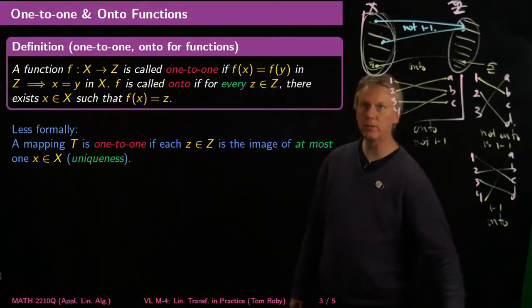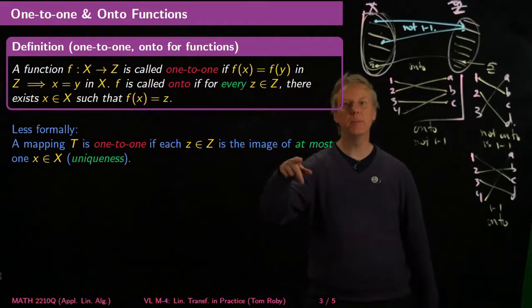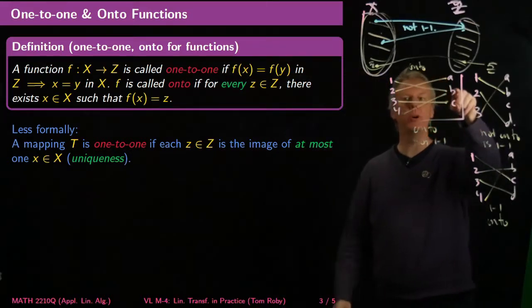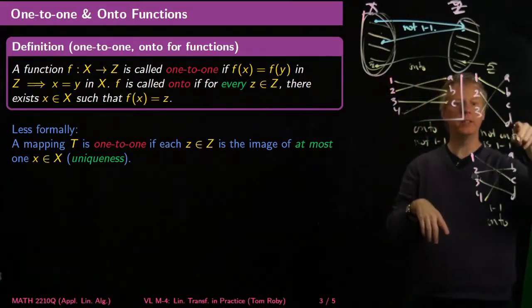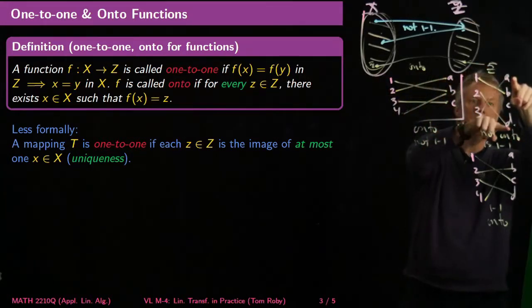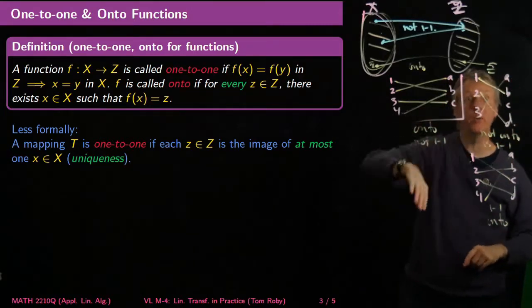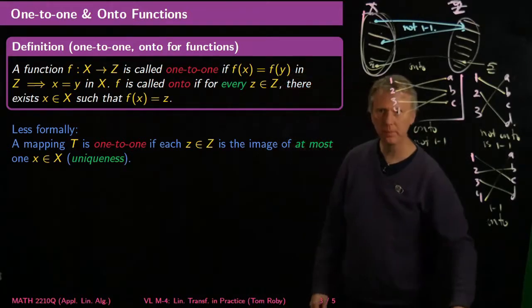So just to give you a less formal version, we'll say a mapping is one-to-one if every z in Z is the image of at most 1 x in X. Right? So here, this is not one-to-one because b is the image of both 1 and 4. But here, this is one-to-one because a, b, and d are all the images, and there's a unique way to figure out where they came from. And you can see how that would be useful for defining an inverse function.